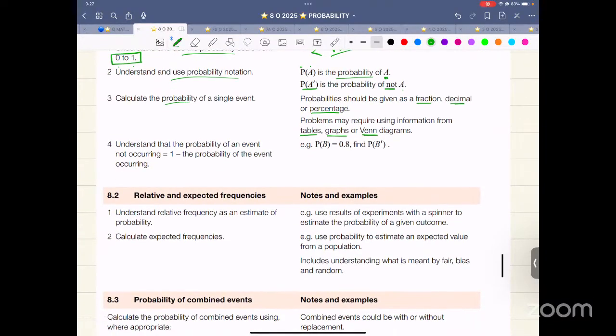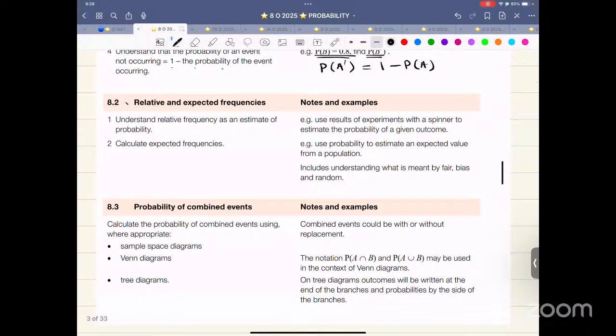Understand that the probability of an event not occurring is 1 minus probability of that event. It means probability of A complement not occurring is 1 minus probability of A. Probability of B is 0.8. Probability of B complement should be 0.2.